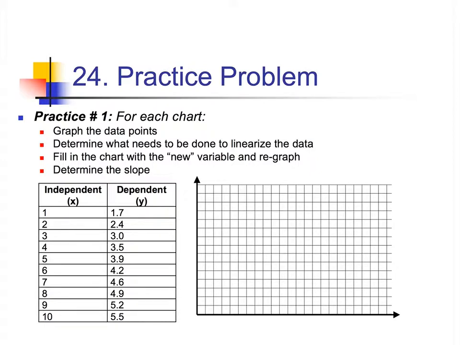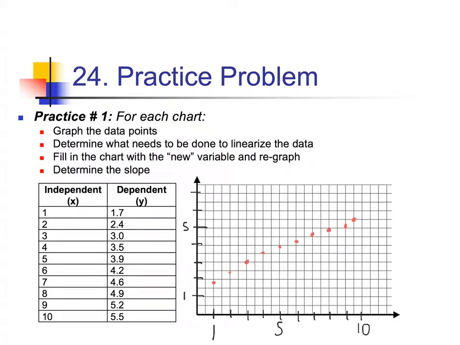So what I'm probably going to do for my x scale is I'm going to say every 2 blocks is 1. And for my y scale, I'm actually going to use the same scale, that every 2 blocks is 1. So I'm not necessarily going to fill in every single tick mark, but just a few of them so I know what it is. And now I'm going to go ahead and graph this data.